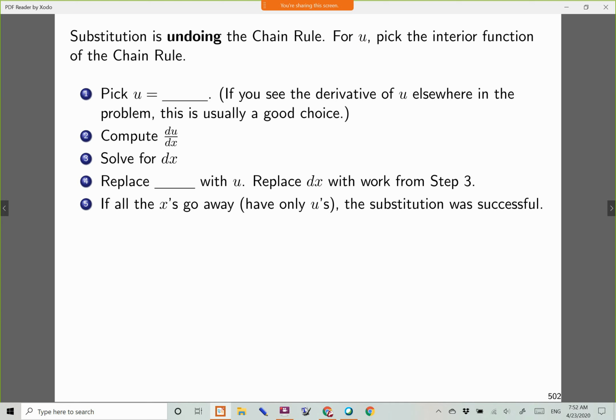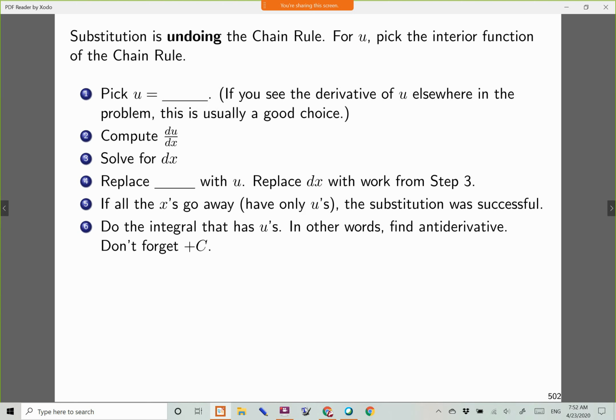If all the x's go away and you have just u's, then that was a good choice of u. If not, go back, pick a different u, and if after picking several different u's it doesn't work, maybe the problem wasn't supposed to be done by substitution, just like one of the warm-ups today. But if all the x's do go away, then you have only u's. So then you need to do that integral that has u's, meaning find an antiderivative. That was the key thing about the warm-up again: at some point you will have to find an antiderivative. Don't forget that step. And when you find an antiderivative, you'll need a plus c.